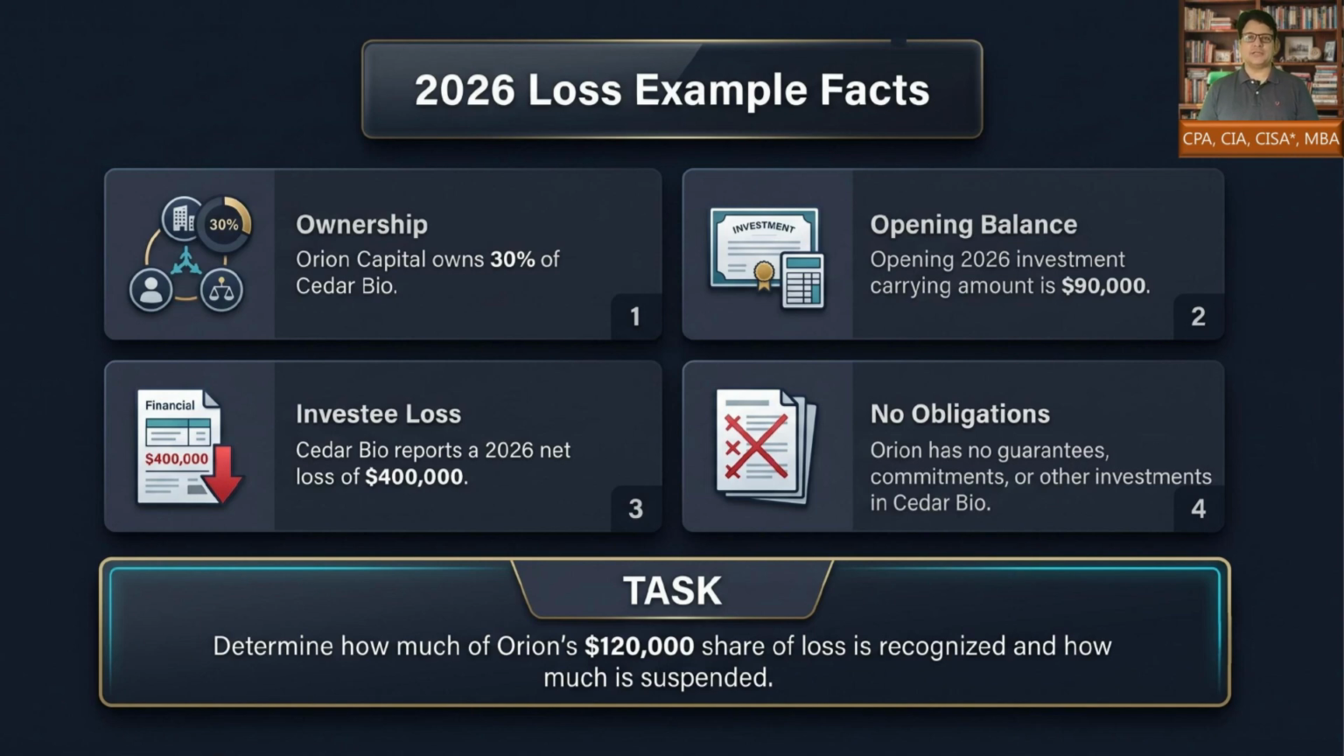Orion has no guarantees, no commitments, and no other investments in Cedar Bio. Our task is to determine how much of Orion's share of loss is recognized and how much is suspended. This is the clean version of the zero floor rule before we add other layers.